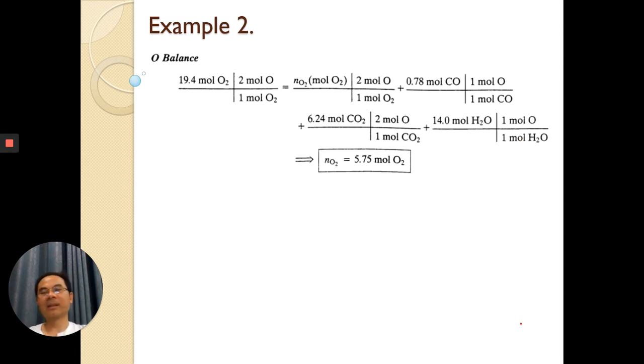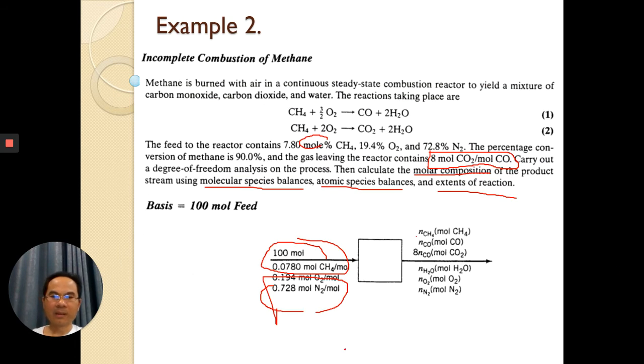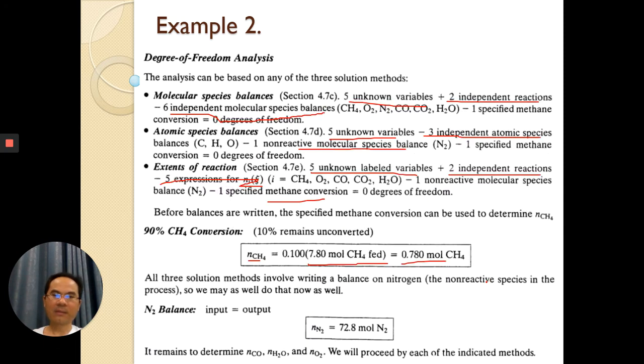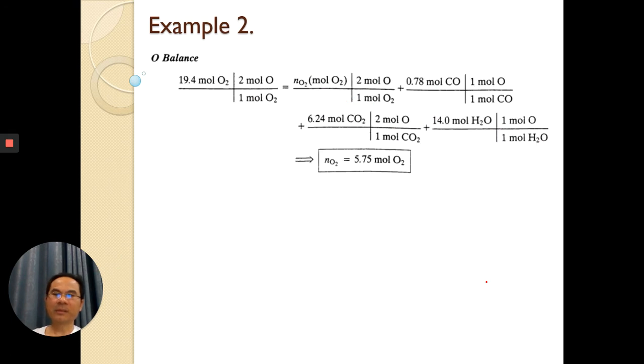That's right. The last one is based on oxygen balance. Okay, you go back to the flow chart. For oxygen input, we have only one term: the atomic oxygen included in molecular species oxygen. And for output oxygen, we have 1, 2, 3, 4 terms: oxygen in CO, oxygen in CO2, oxygen in water, and oxygen in molecular oxygen. Okay? And then you do the atomic balance on oxygen.